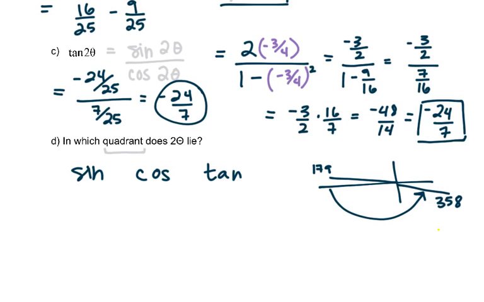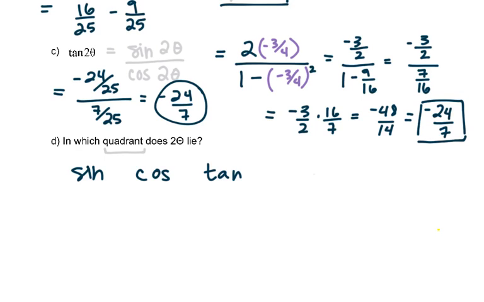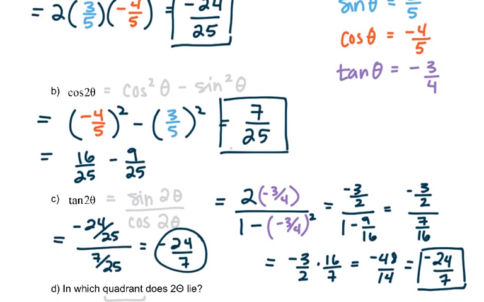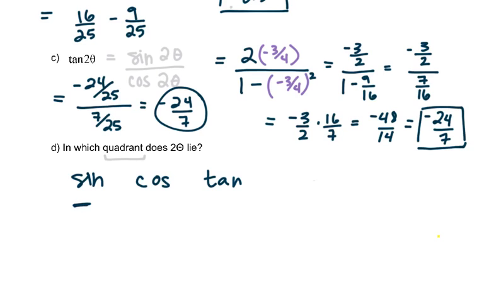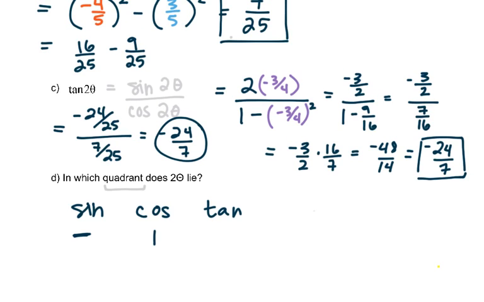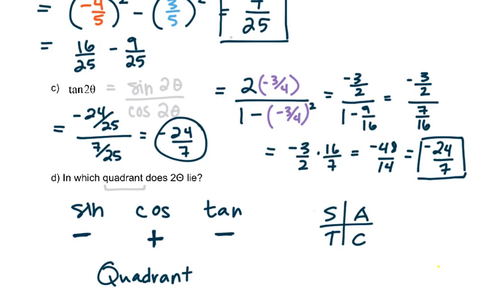So which quadrant am I in? Am I in quadrant 3 or in quadrant 4? Well, we found a sine value. My sine value was negative. My cosine value was positive. And my tangent value was negative. So in which quadrant is cosine and secant positive? That would be in quadrant 4.